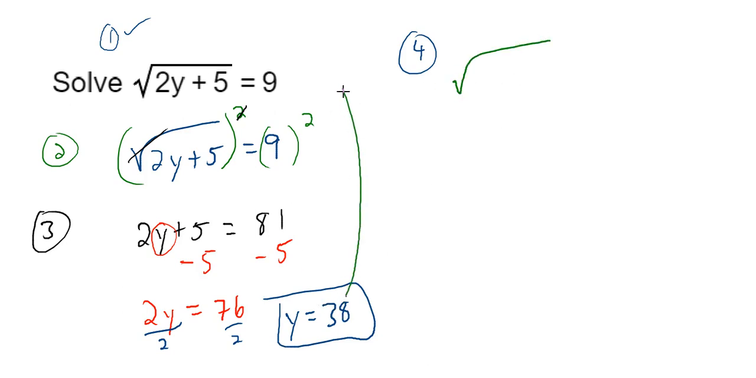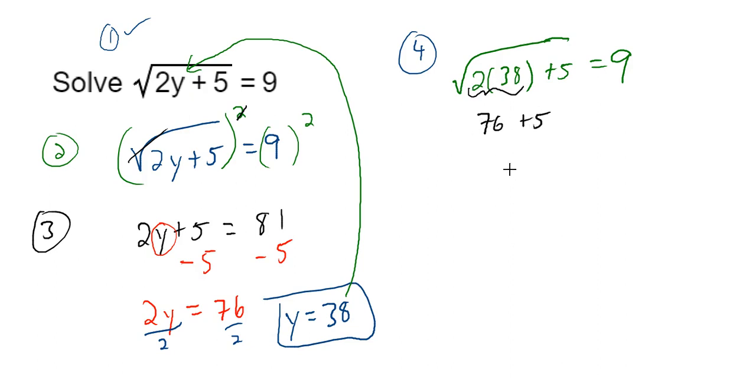So we're going to take 38, plug it back into the original equation. So we'll have the square root of 2 times, in place of y, 38 plus 5 equals 9. So we will simplify inside the radical. 2 times 38 is 76. 76 plus 5 is 81. The square root just copies down. The square root of 81 is 9. And so it actually does work. So this is a good solution. So the solution to this equation is 38.